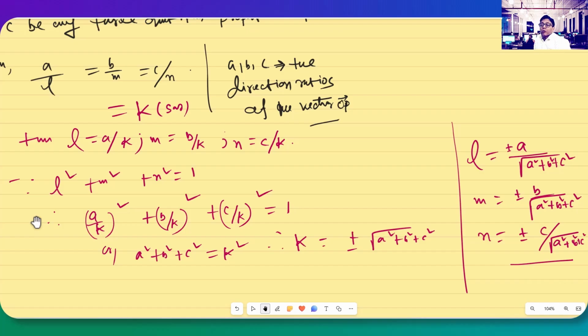So if you know the direction ratios of a line, then direction cosines can be determined. If you know direction cosines of a line, then direction ratios can be determined. Okay?